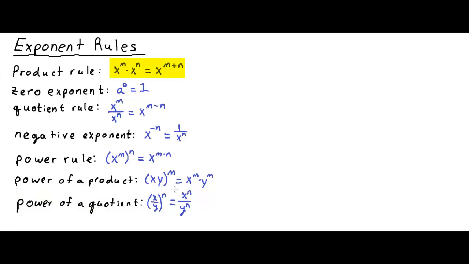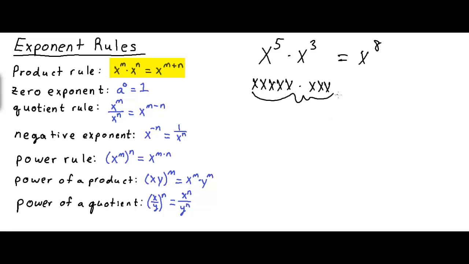Let's start with the product rule. If we have x to the fifth times x cubed, we're going to add those two exponents together, so we'll end up getting x to the eighth. Another way to look at this is if we had 5 x's, multiplied by 3 more. How many do we have total? We have 8. So that's kind of how we get that product rule.